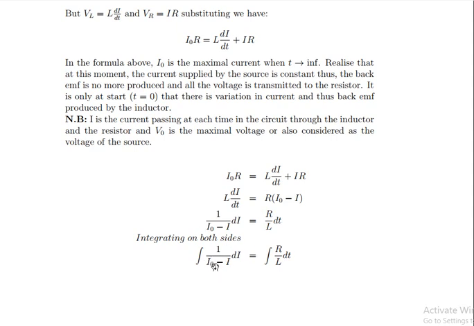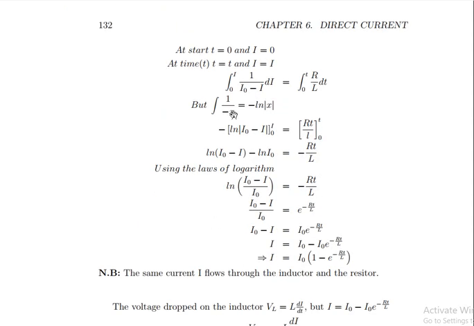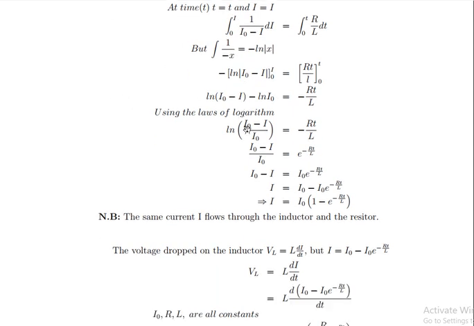The integral of 1 all over I0 minus I di equals the integral of R all over L dt. Upon having it, we need to know that at the start, the current in the circuit is 0, and at time t, the current becomes I. So we go from 0 to 0 here, and from I to t here. When you integrate, you arrive at this formula and say that I in the circuit is going to be equal to I0 into 1 minus e raised to the power negative Rt all over L.